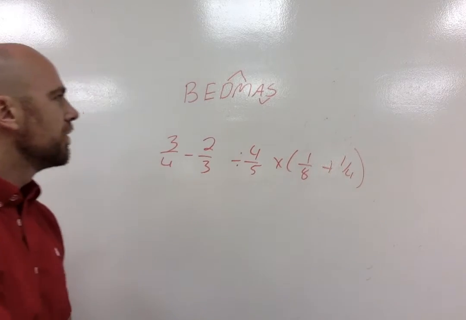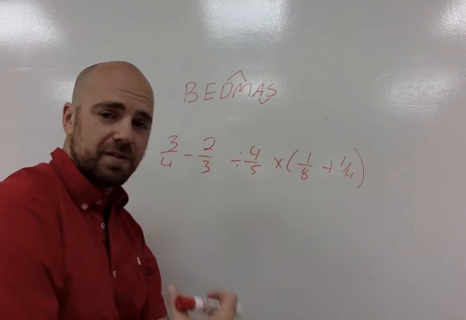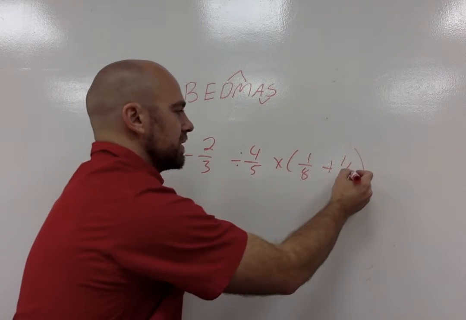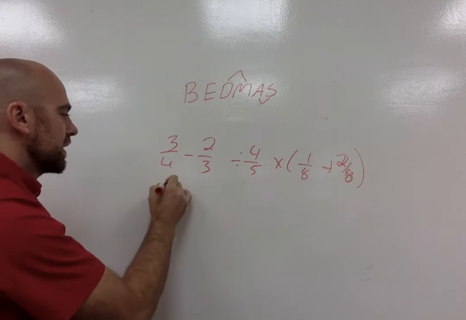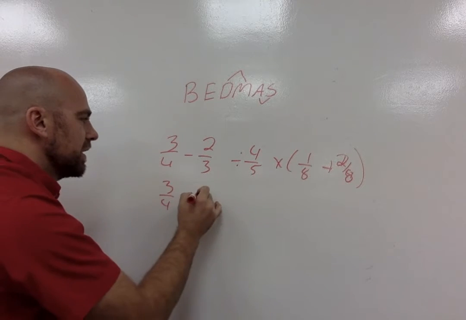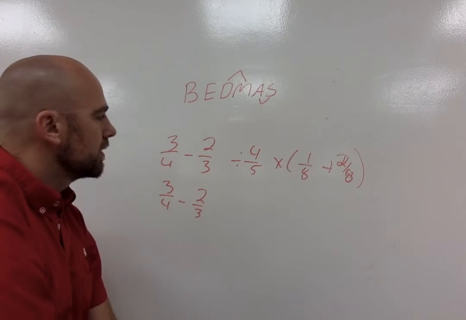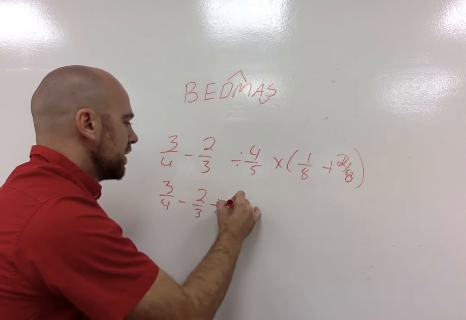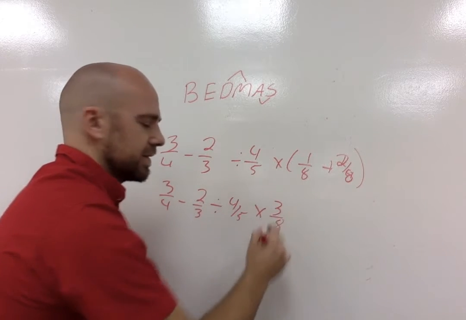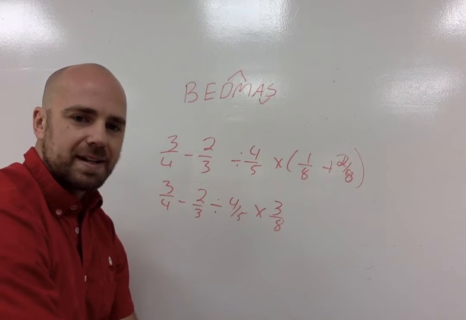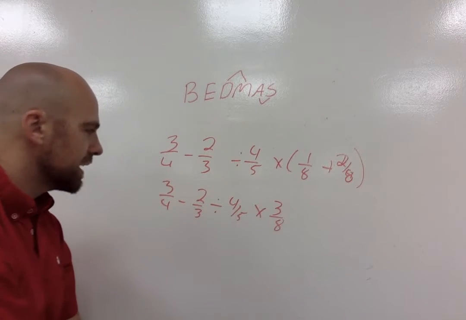All right, so the first thing that I actually have to solve is the brackets. So I have to find a common denominator. So this is going to become an 8, this is going to become a 2. So I'm going to add those together. So I've got 3/4 in my next line minus 2/3 divided by 4/5 times 3/8. All right, so my next step, I am going to do my division, because that comes next.